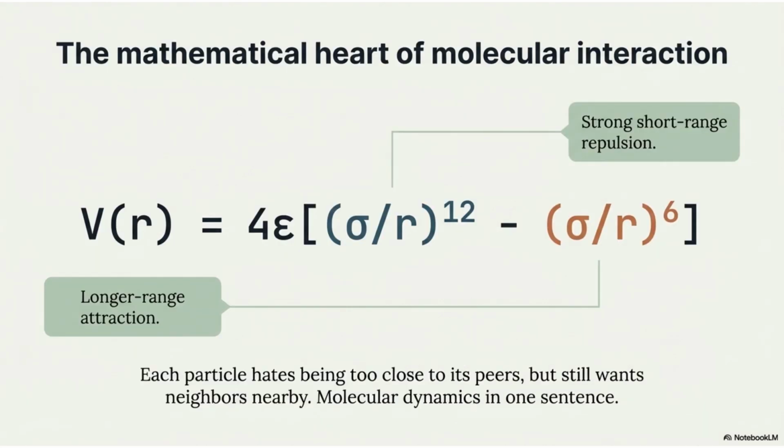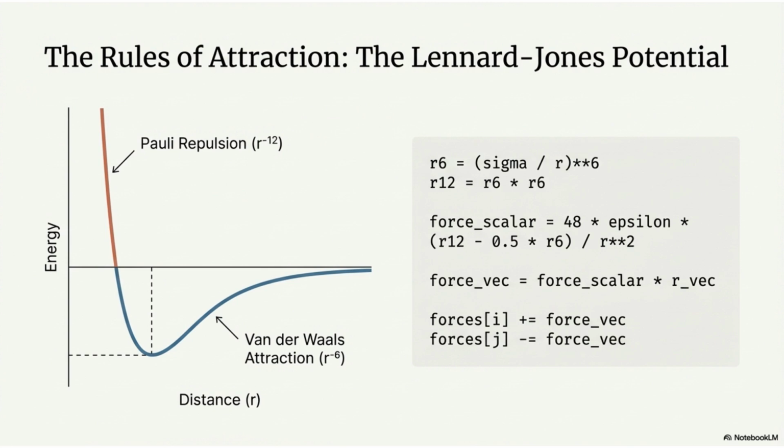The Lennard-Jones potential is the mathematical heart of molecular interaction. It balances strong, short-range repulsion and longer-range attraction. Particles avoid being too close, but still desire neighbors. The Lennard-Jones potential shows the balance between Pauli repulsion and van der Waals attraction. The corresponding code snippet calculates the scalar force based on distance, then uses it to determine the force vector applied to each particle pair.